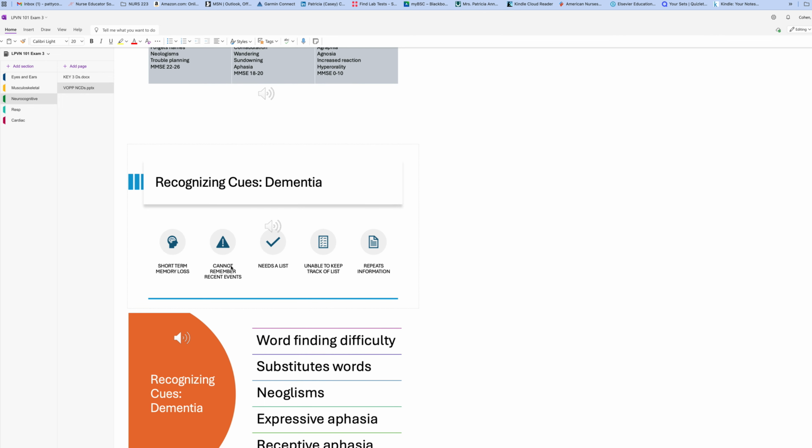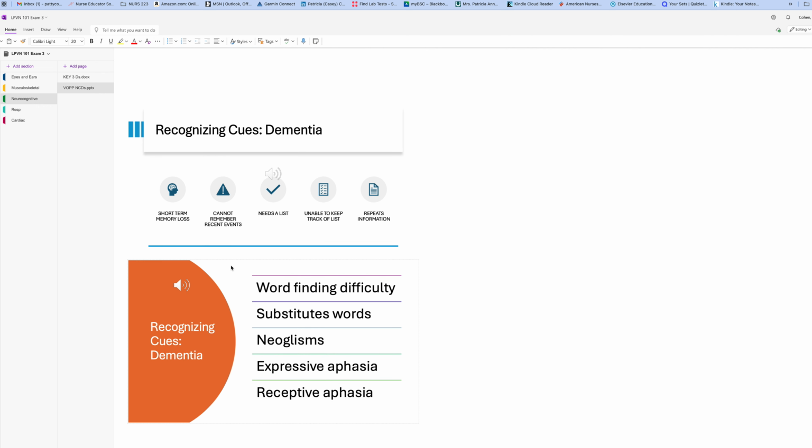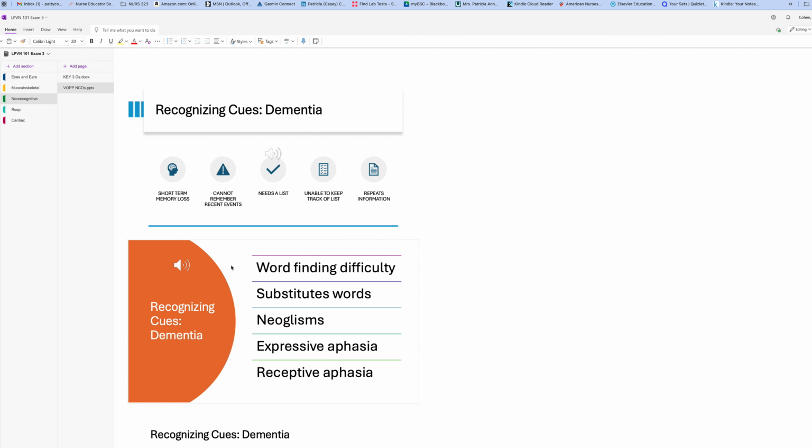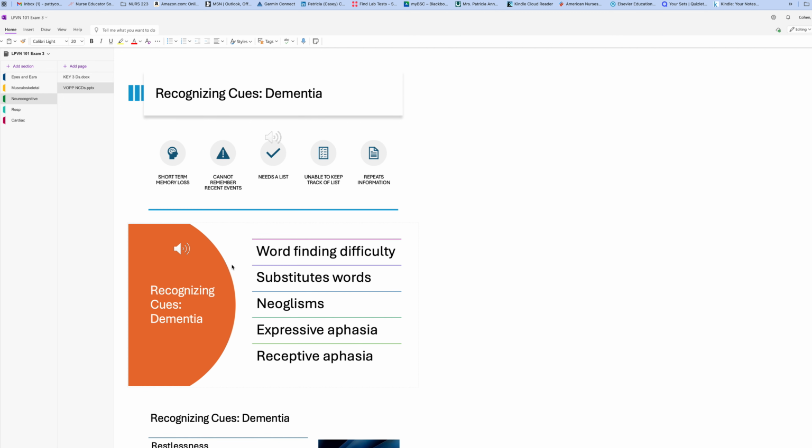Okay, recognizing cues of dementia: short-term memory loss, check, yes. Cannot remember recent events, yes. May have to confabulate, okay. Needs a list, yes, but I need that too. I mean, most of us need lists, right? Unable to keep track of list, repeats information.